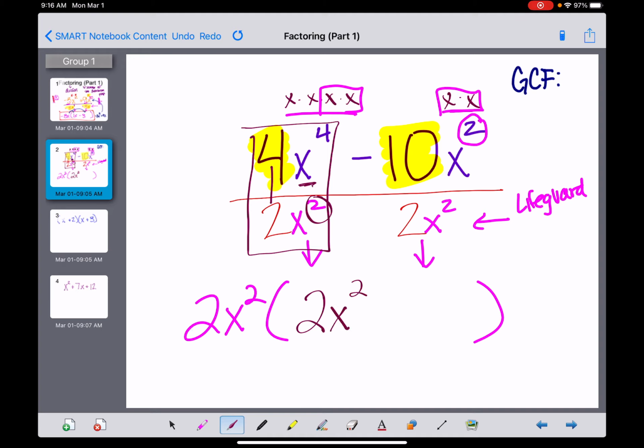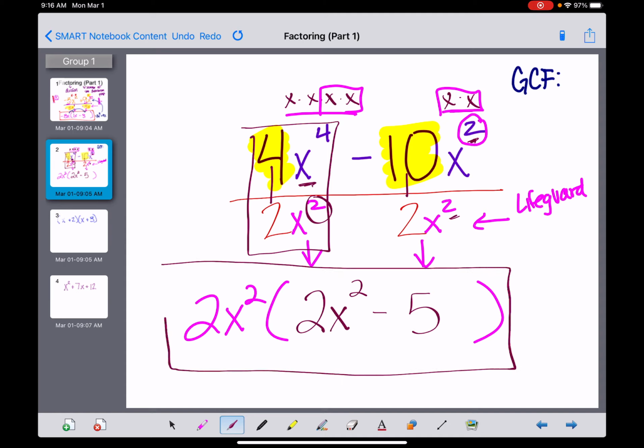For my second term, I have negative 10 divided by 2 is negative 5. If I had 2 x's and I'm taking 2 out, I don't have any x's left over. So this is my final answer.